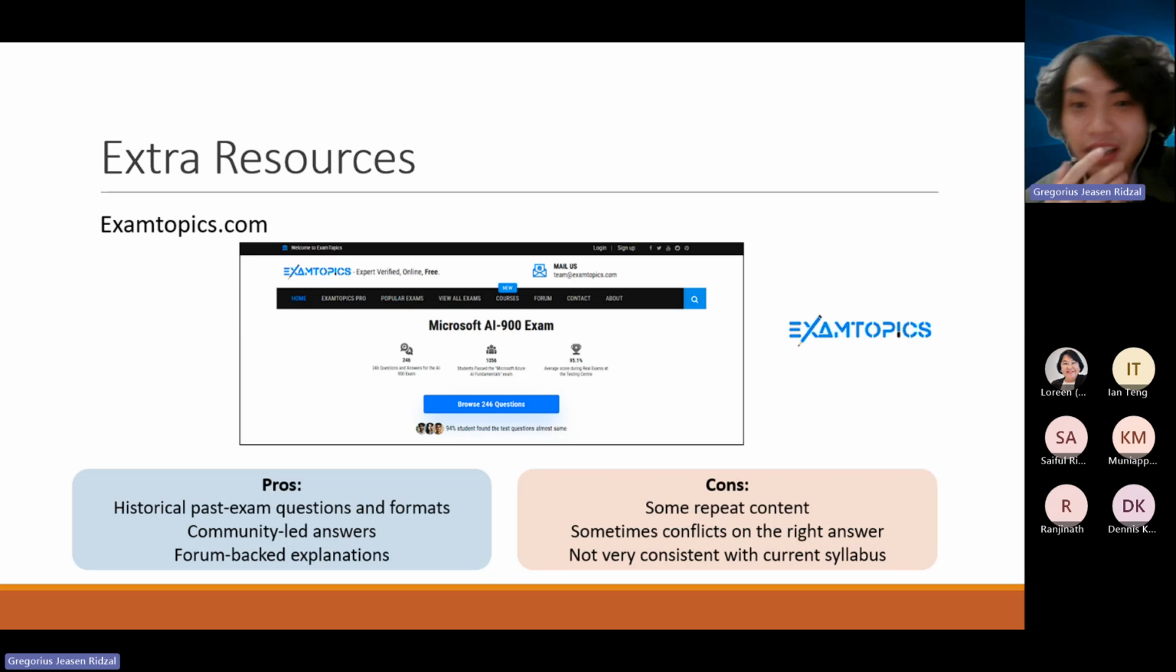One con I do not like about this website is that it kind of repeats some of the content. So it might have the same exam question listed 3 or 4 times. You just have to pay attention to that, right? And because this is community led, sometimes the right answer isn't very clear. People have conflicts on which one is the right answer, like maybe 50% of the people say it's A, 50% say it's B. So it gets confusing when that happens, which is kind of rare.